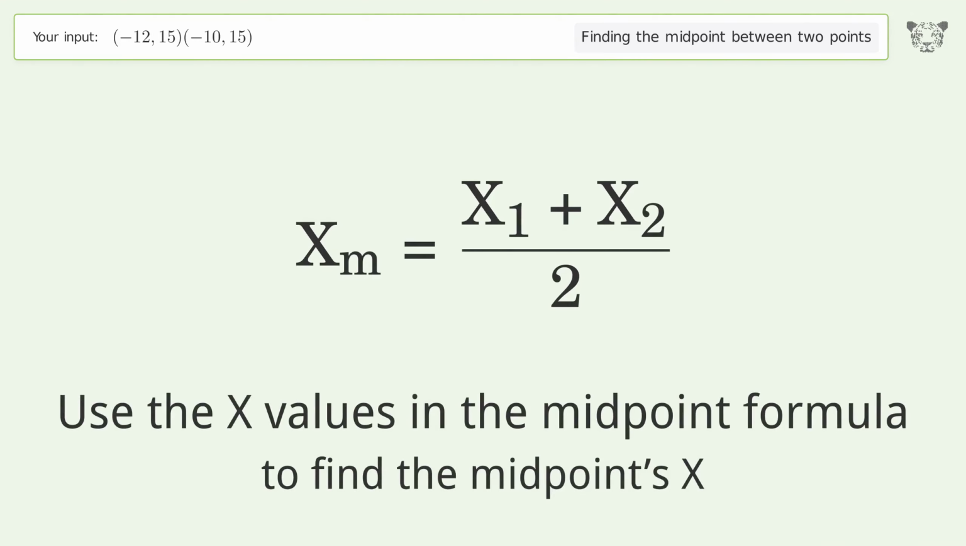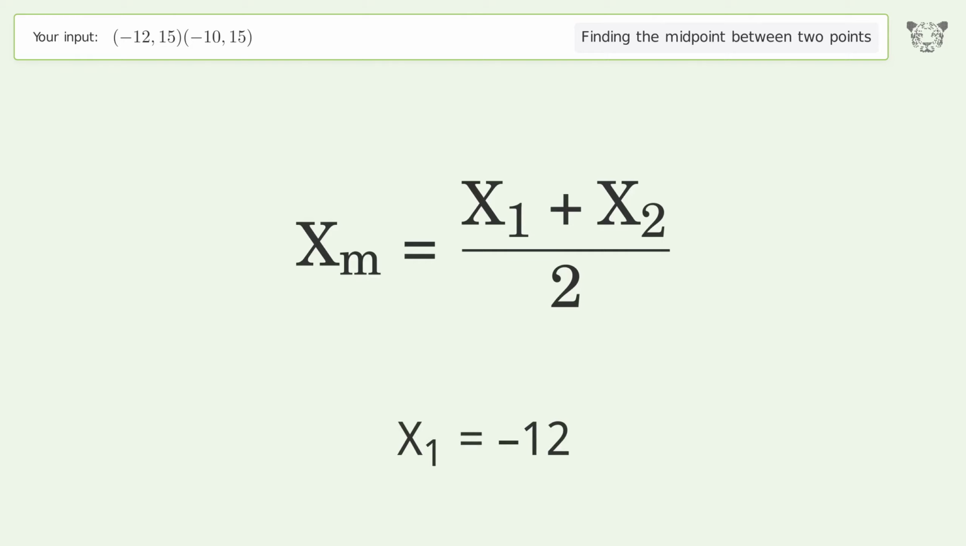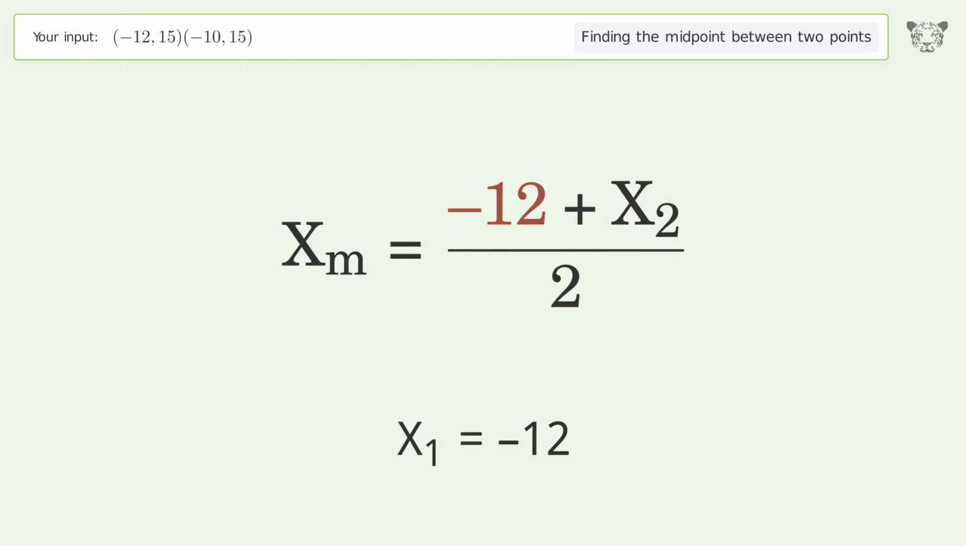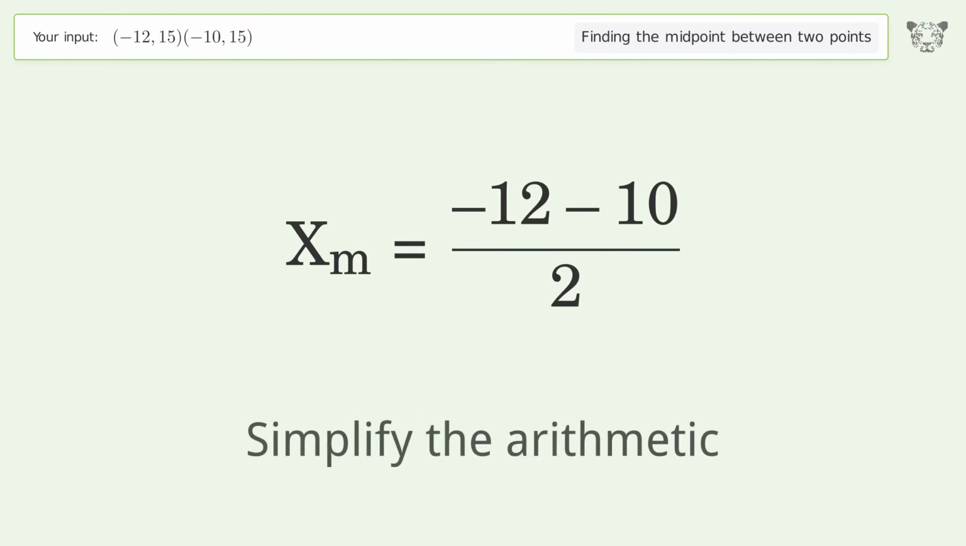Use the x values in the midpoint formula to find the midpoints x. x1 equals -12. x2 equals -10. Simplify the arithmetic.